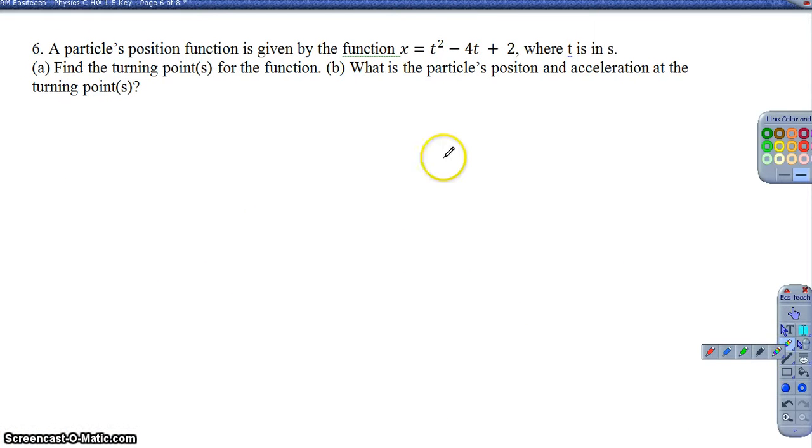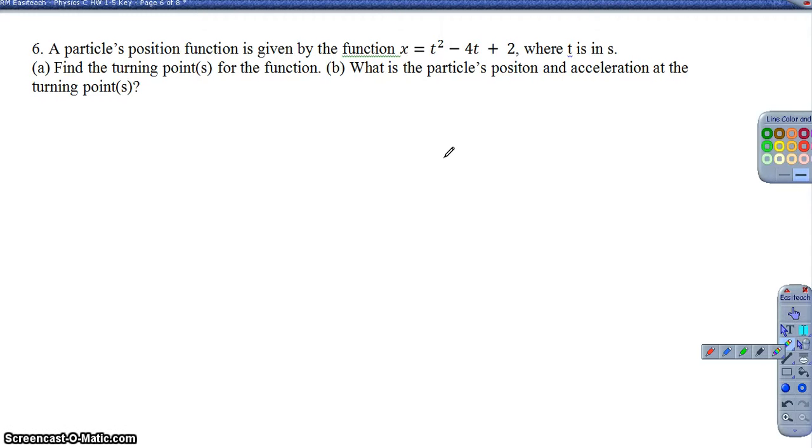Questions 6 and 7 here are a couple more questions that focus on turning points and just getting comfortable using these functions to help us out. So a particle's position is given by the function that they give us there. Find the turning points for the function, and then the particle's position and acceleration for those turning points. This hopefully is pretty quick and easy.